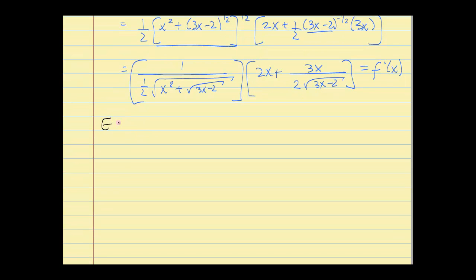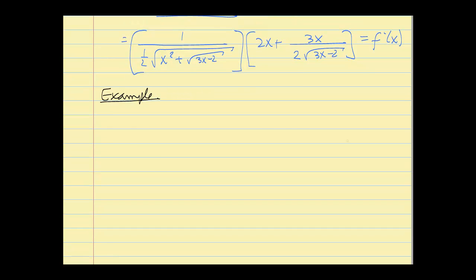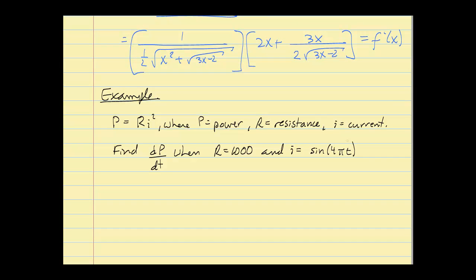This next example is a little bit more of an application problem. So for this example, we have the equation P equals R I squared. P is power, R is resistance, I is current. We want to find the derivative of power with respect to, in this particular case, t. Okay, we can assume t is time here. We don't have that given to us as our variable yet.